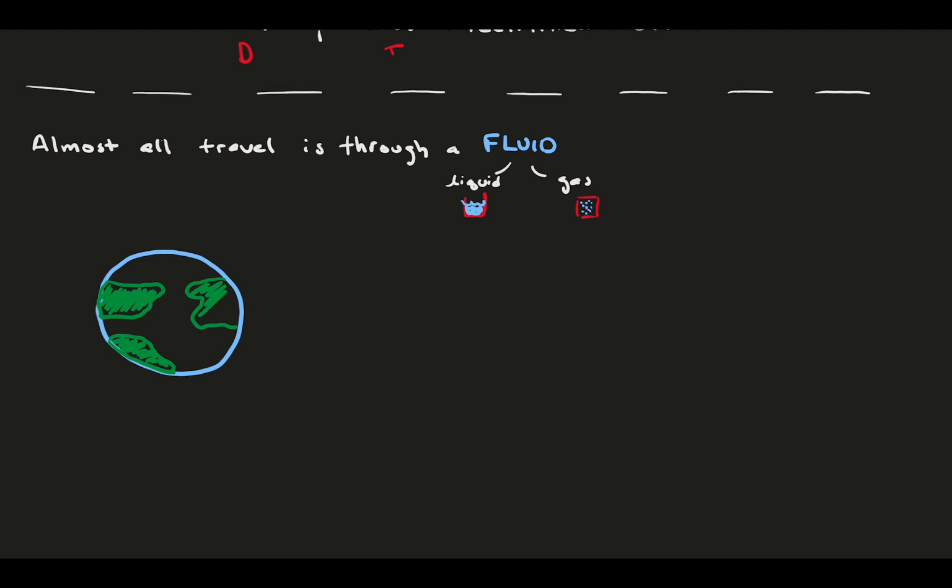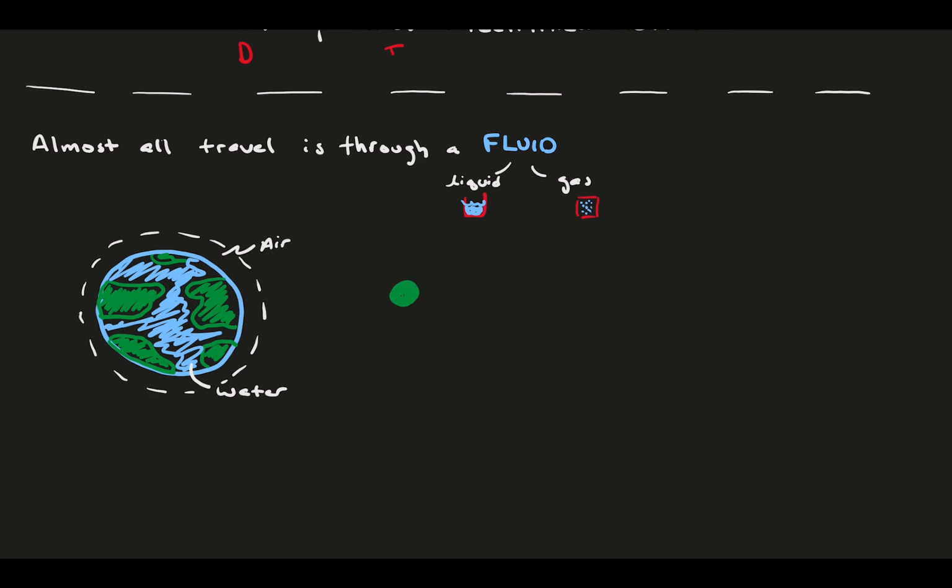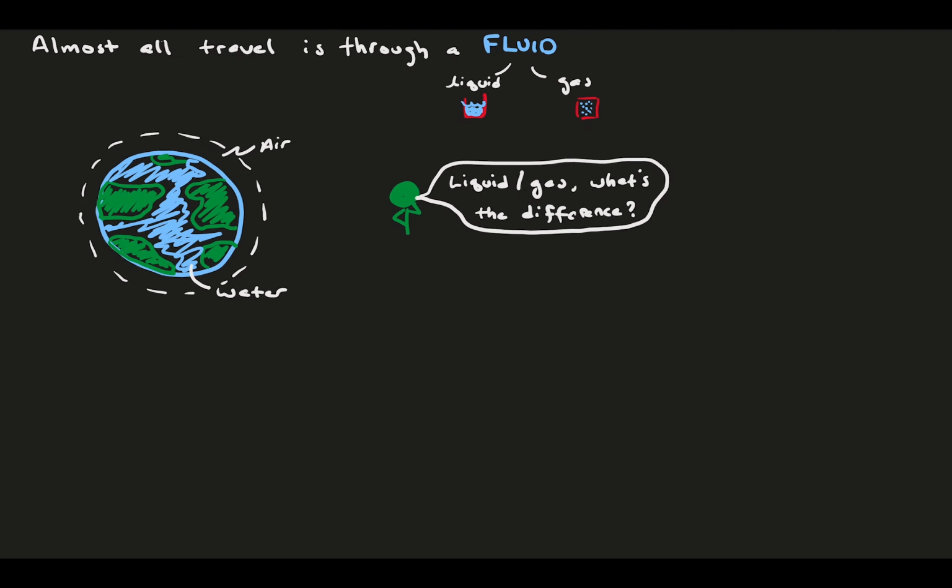Let's jump in. Almost all travel is through some sort of fluid on the planet, meaning a liquid or a gas. So, entire fields of study are dedicated to how we best move through these fluids. Consider our planet. We are surrounded by water in lakes, rivers, and oceans, and air in our atmosphere. Your first question might be, is there really a difference between liquid and gas? Don't they both obey fluid mechanics principles? And yes, you'd be right, but there are major differences between the two classes of fluids that need consideration when designing a robot to move through them.